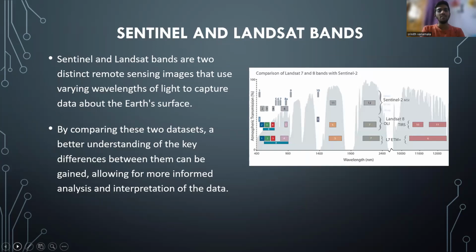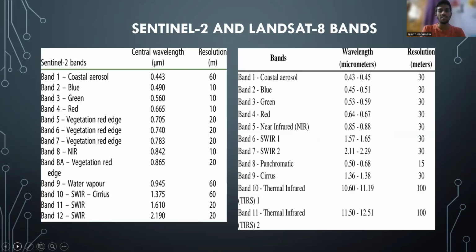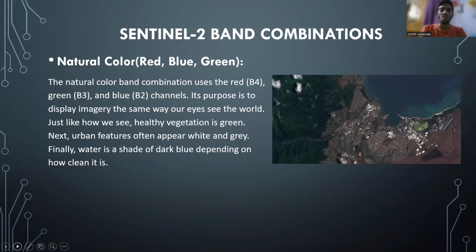Coming to bands, there are 13 bands in Sentinel and 11 bands in Landsat. Now, these are the list of bands. Generally, we'll be using blue, green, red, near infrared, and shortwave infrared in Sentinel 2. And on Landsat, we'll be using blue, green, red, NIR, SWIR. And in Landsat, the first 9 bands are OLI, and the 10th and 11th bands are TIRS, that means thermal infrared.